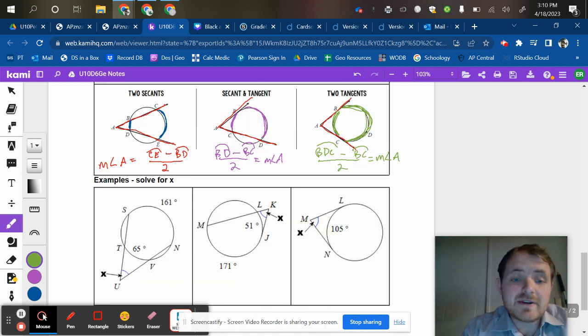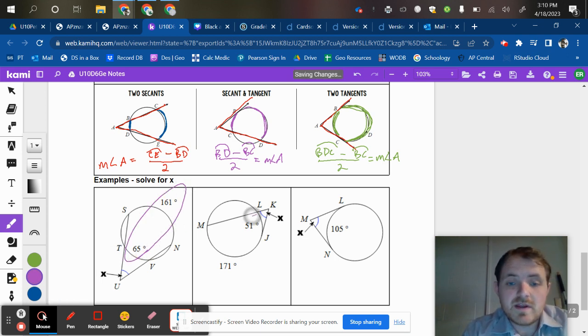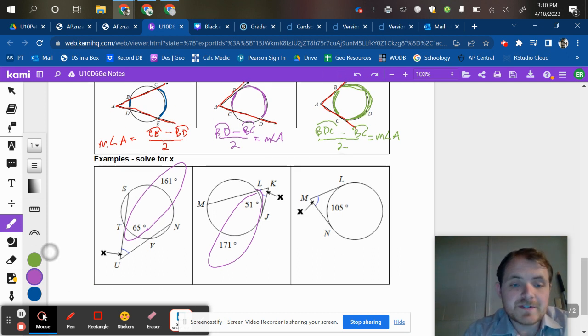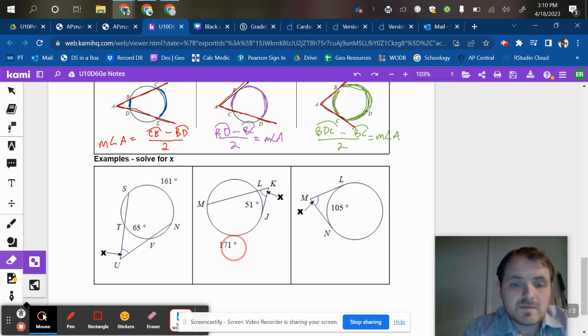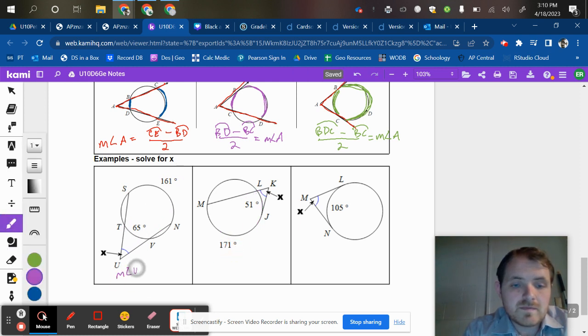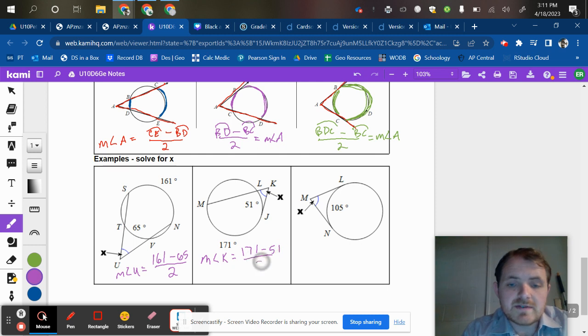So what's nice for us is this pattern is consistent. So basically, what am I going to do with 65 and 161, 171 and 51? And then I'll have to get creative for this last one. But for those two examples right there, I'm just subtracting the big minus small and then dividing it by 2 to get that angle. So for that angle U, it's going to be 160 minus 65 all divided by 2. For this angle K up there, it's going to be the big 171 minus 51 all divided by 2.